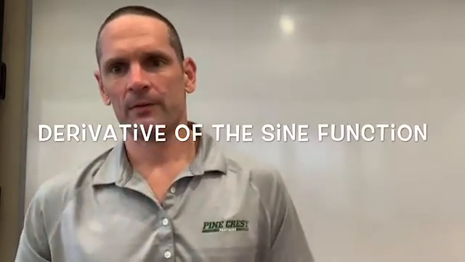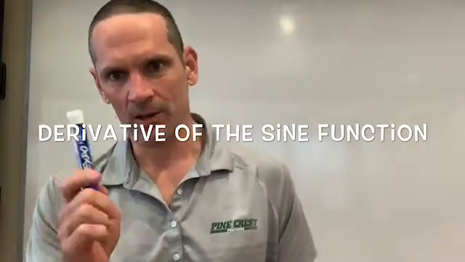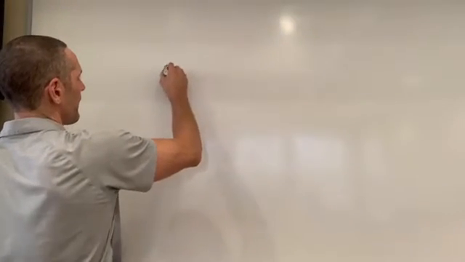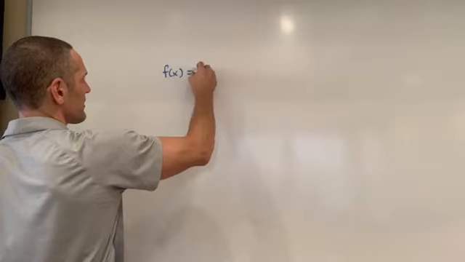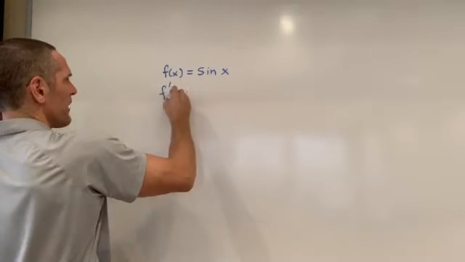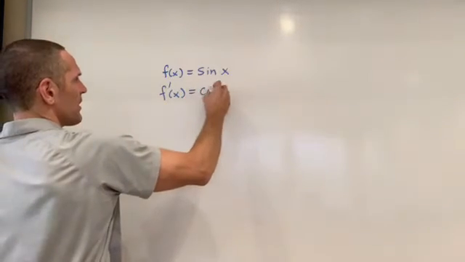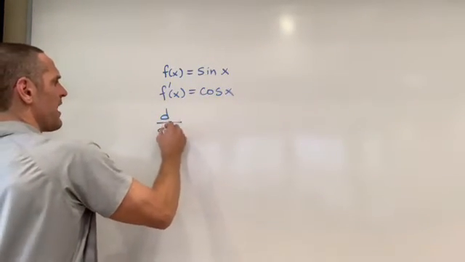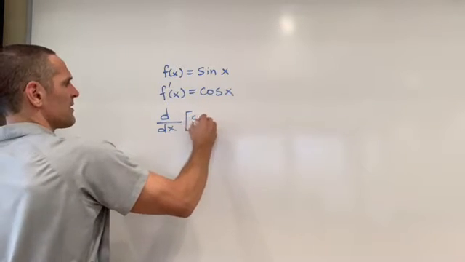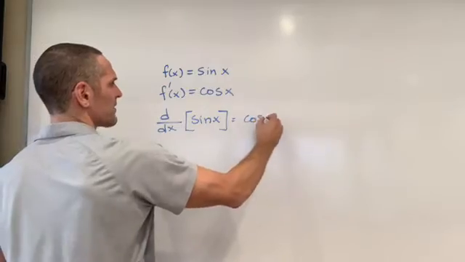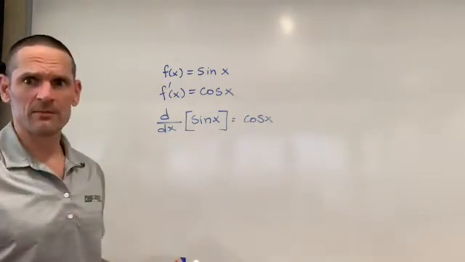The derivative of sine x is cosine x. So if I say f of x is sine x, then its derivative, f dash of x, is cosine x. Sometimes we see it like this, d dx of sine x, and we will write cosine x. The derivative of sine x is cosine x.